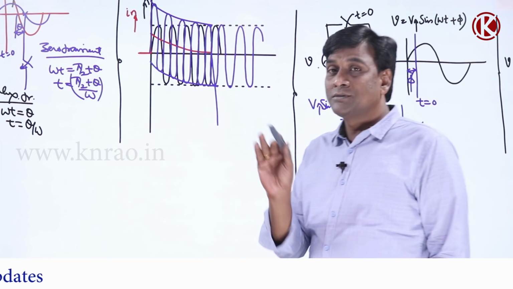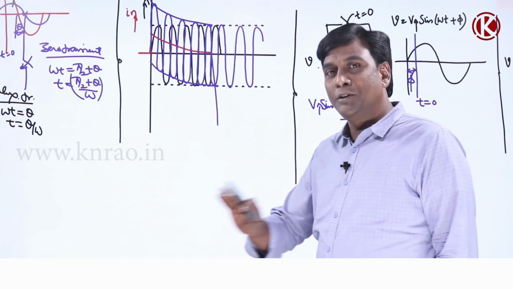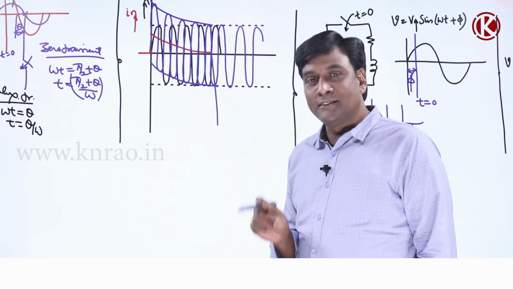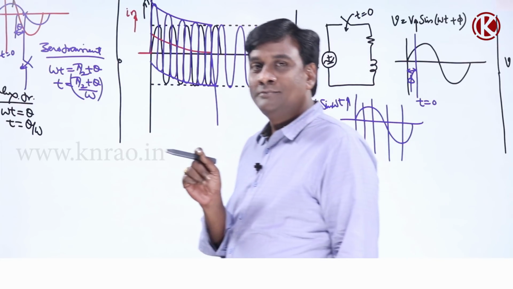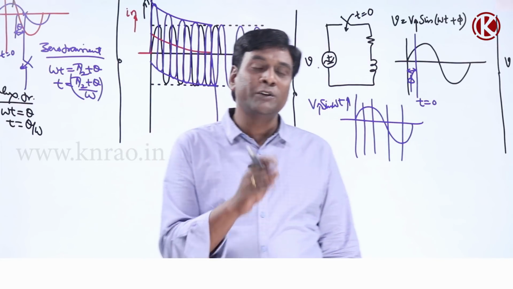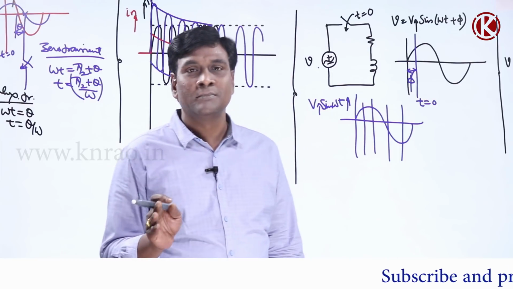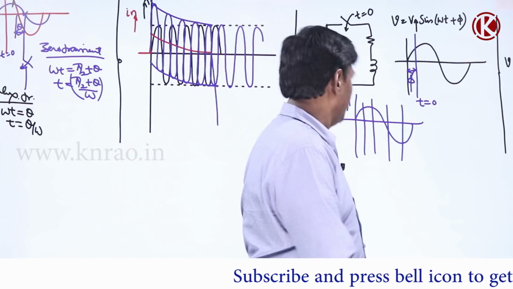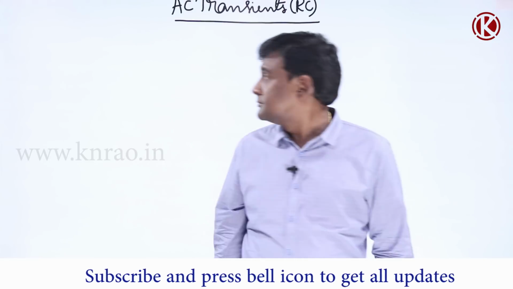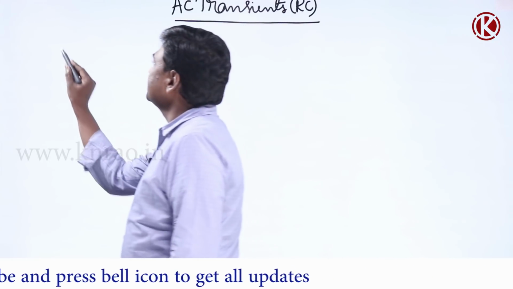First, let me derive something. Just continue with me, and meanwhile, if you can identify the mistake before that, it's awesome. But at least let us see. Yeah, AC transients RC.